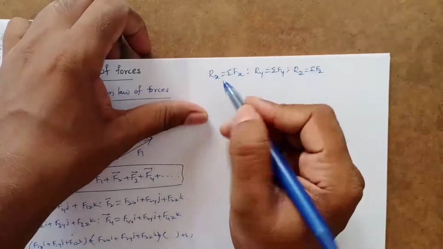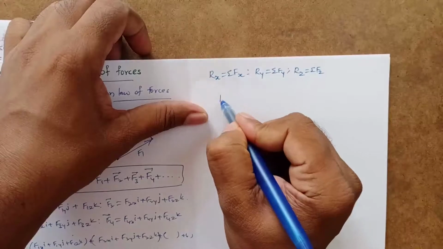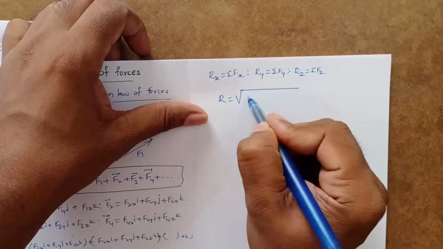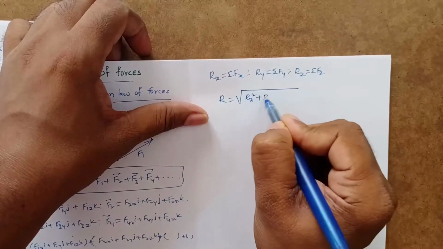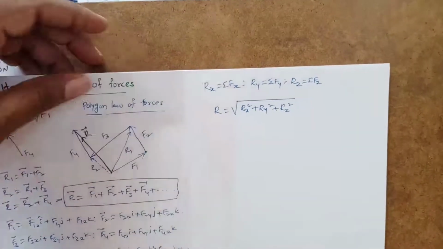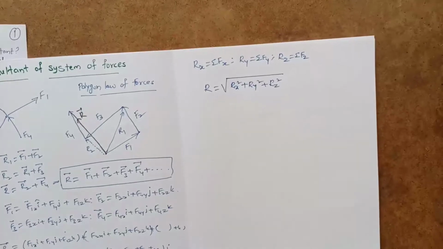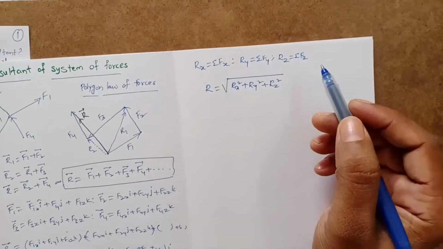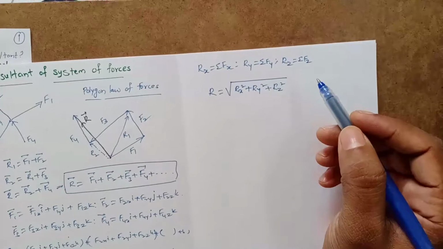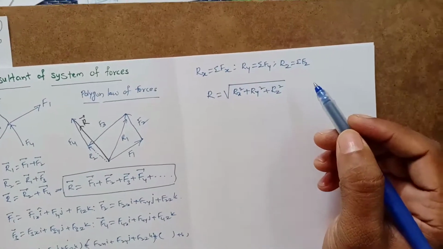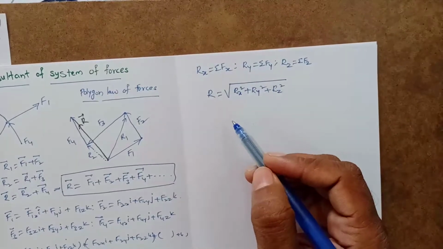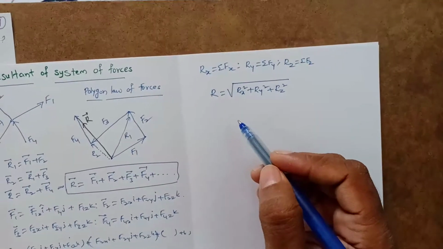and here r is equal to under root of rx square plus ry square plus rz square, and so on. And the angles, we'll see that later when we discuss in more detail the forces in space. So in general you will get r equal to under root rx square plus ry square plus rz square.